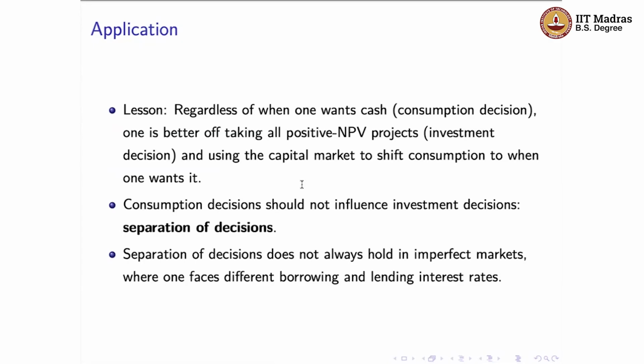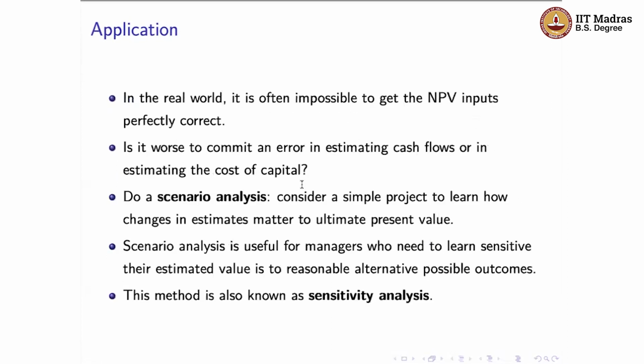Investment decisions are where you use the NPV criteria, for example, and consumption decisions are something you can handle using the capital market, combined with the investments that you make, to shift consumption to when one wants it. This is what is known as separation of decisions, and it is an important aspect of perfect markets. We'll see that when we study imperfect markets, this separation property does not necessarily hold, because you might face different borrowing and lending interest rates. At that point, different people may end up with different decisions based on their consumption preferences. Okay. All right.